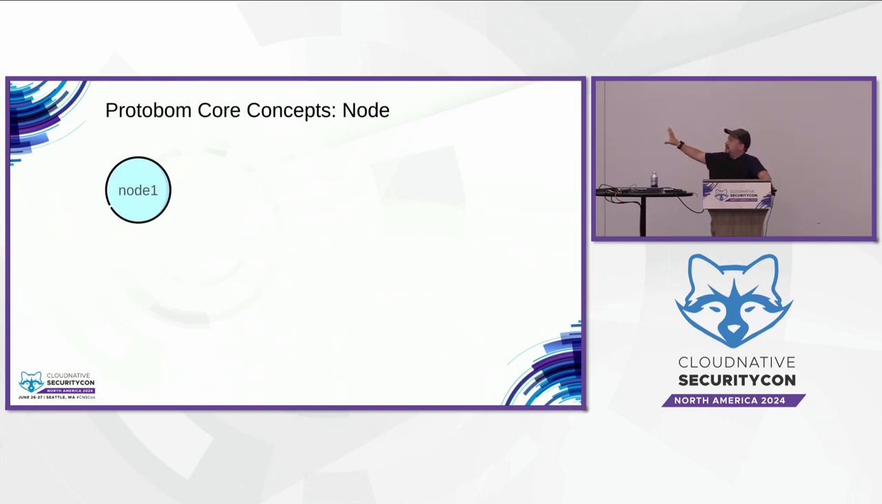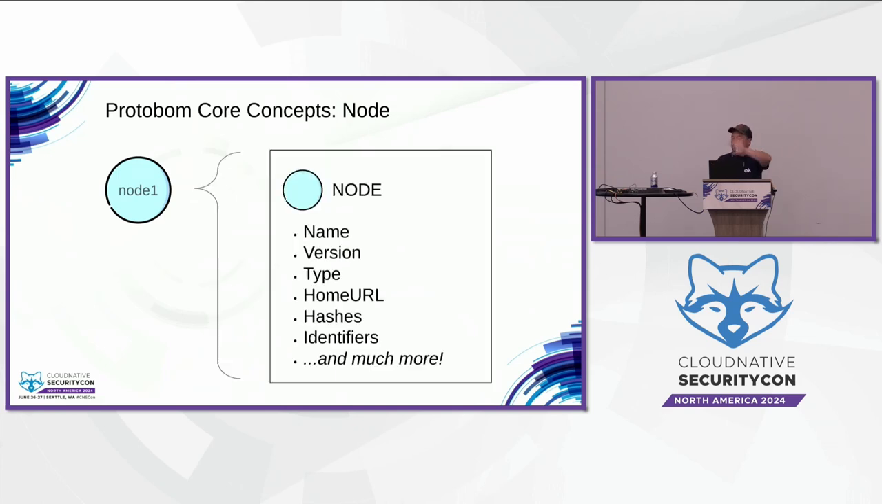The central core of information in Protobom is a node. A node captures the information of a component in CycloneDX and a package or a file in SPDX. So in Protobom, we have a representation, a data structure that captures everything that the native formats have in their node representation, so in the packages or components. And when you ingest an SBOM into Protobom, it'll capture everything losslessly. So that's a guarantee that Protobom gives you.